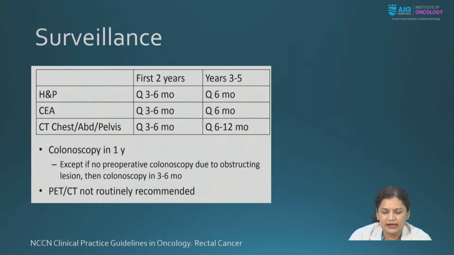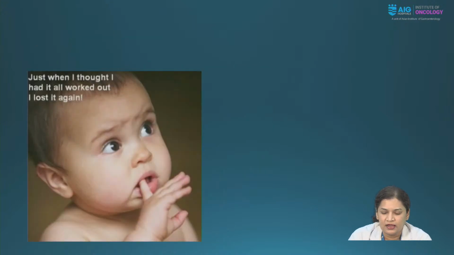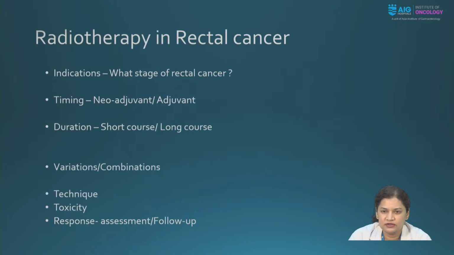And coming to the end of everything, once all of the treatment is over, surveillance needs to be done for the first 5 years, at a frequency of 3 to 6 months for 2 years, and then 6 monthly thereafter until 5 years. A history and physical, CEA, and a CT scan could be done once every 6 to 12 months. And with all of this information, if you're completely confused, let me just summarize everything for you.